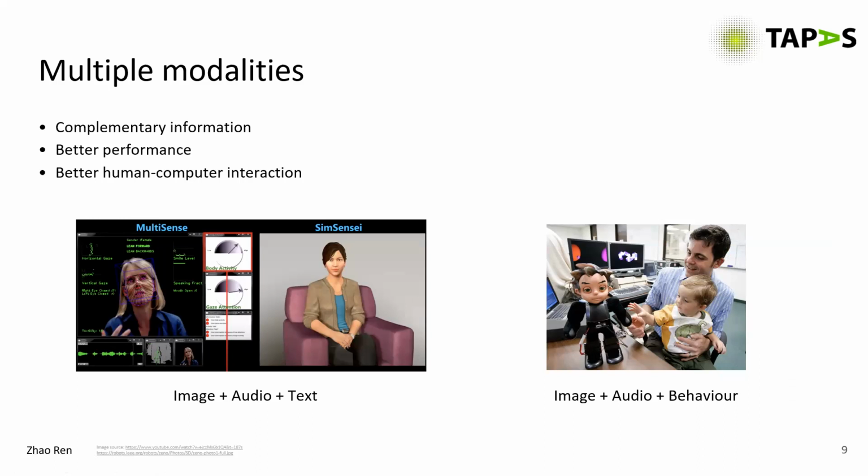For example, the left figure shows an automatic assistant that holds dialogue with patients with depression using image, audio, and text. And there are also Xeno robots here to teach children to learn emotion expression from image and audio, and it can also provide the behavior of expressing different emotions.